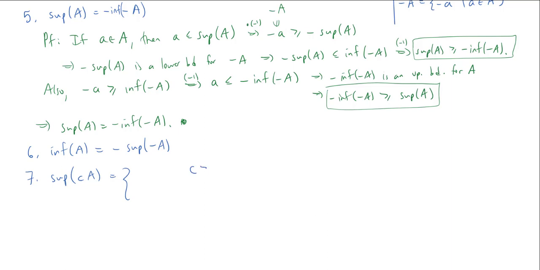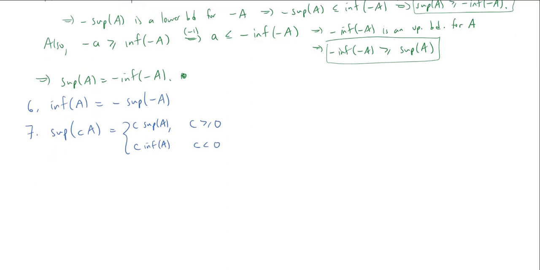So if C is greater than or equal to 0, then I'm just going to get C times the supremum of A. But as you might expect from 5 and 6, if I multiply by a negative number, this supremum is going to turn into an infimum. So I'll end up with C times the infimum of A. Okay, so let's see if we can prove this.